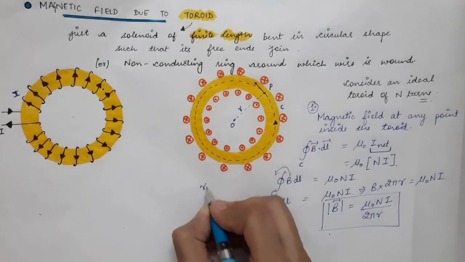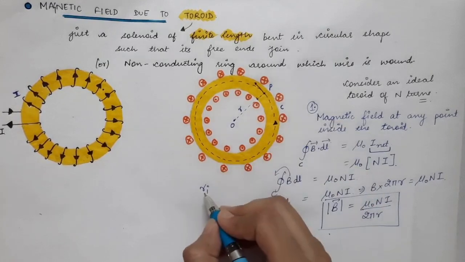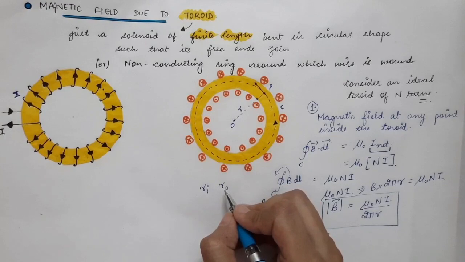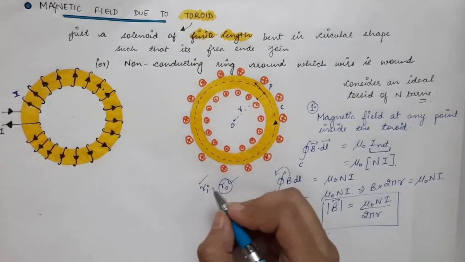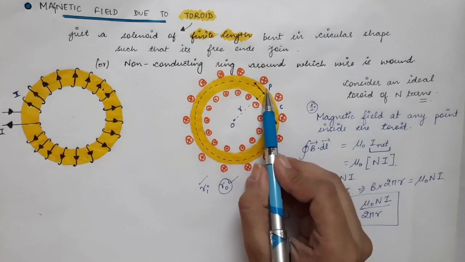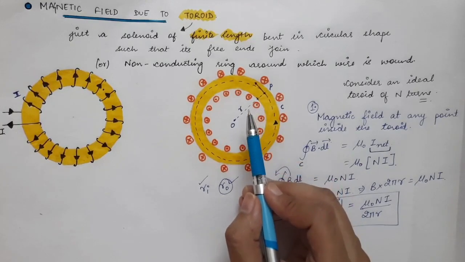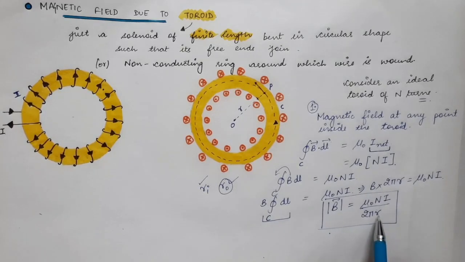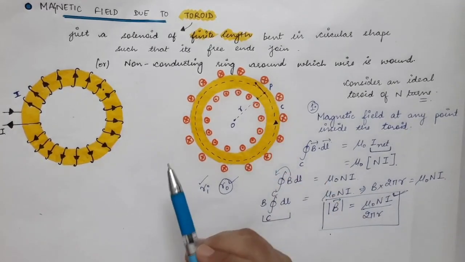So if Ri is the radius of the inner edge, so this edge is at a distance of Ri from the center of the toroid, and Ro is the radius of the outer edge, the magnetic field is least at the outer edge, and it is maximum at the inner edge, because magnetic field is inversely proportional to r, which is the distance of the point from the center of the toroid, and this expression is valid inside the toroid.